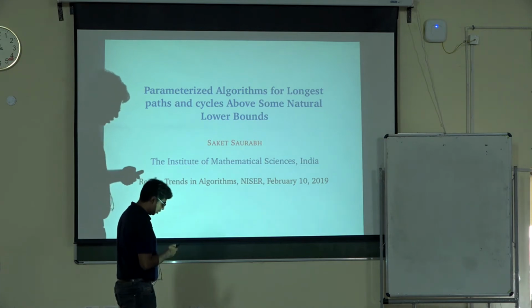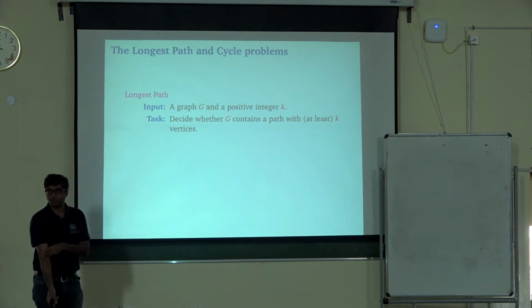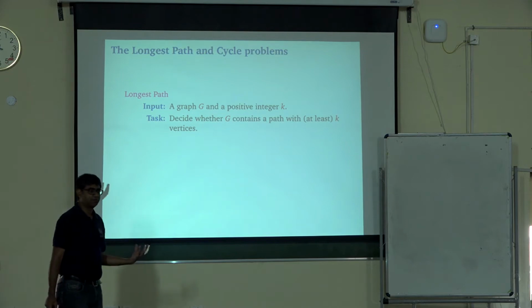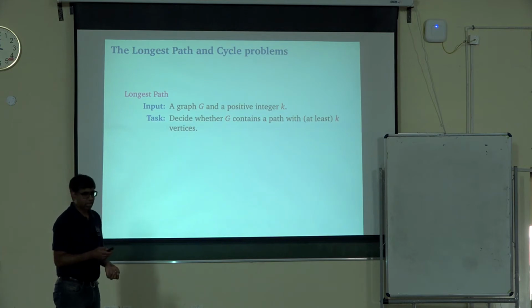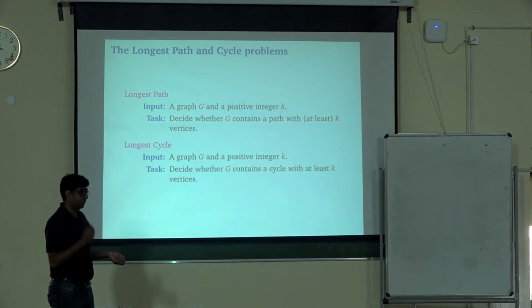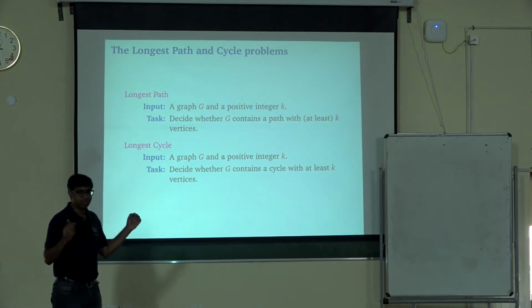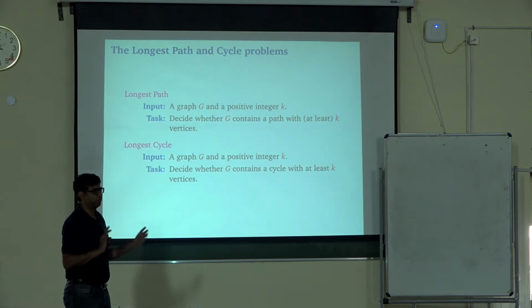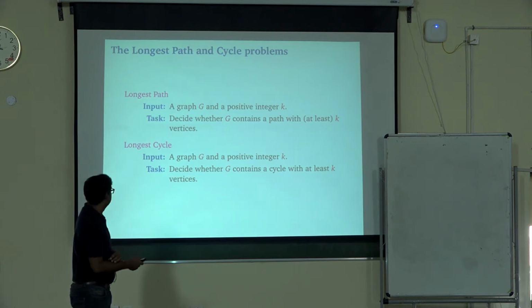So the two most important well-studied problems in parameterized complexity, one is longest path. You're given a graph G and a positive integer k, you want to check whether there is a path with at least k vertices or not. And there's a similar problem about cycle, okay? A graph G and a positive integer k, and you ask whether G contains a cycle with at least k vertices or not. So is the problem clear? We don't need to know anything more. These are the two problems which you need to know in this lecture.